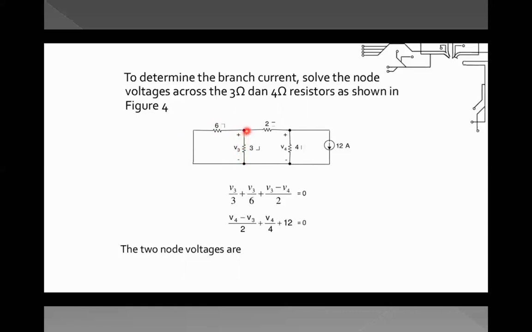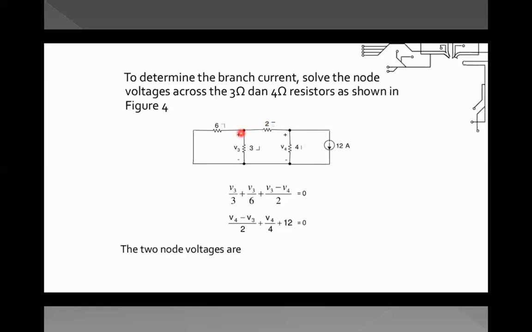On this branch, this comes like this, because there is a current source, these two resistances are not in series with each other. Earlier we have done these two resistances are in series with each other. But here, we have assigned the node voltage here as V3 and here as V4. So it comes like V3 minus V4 by 2.